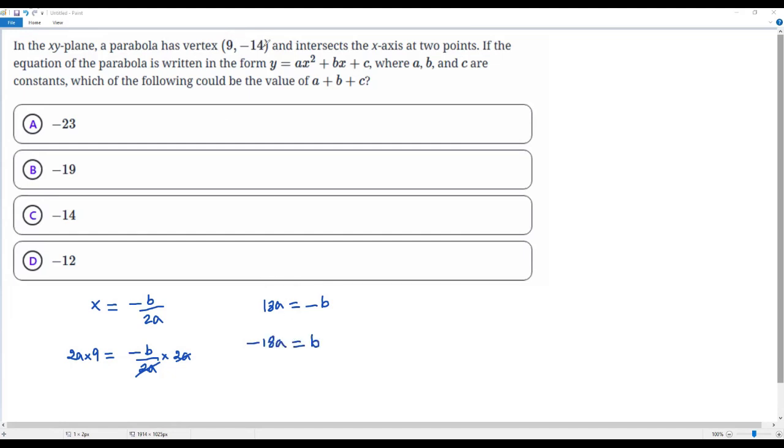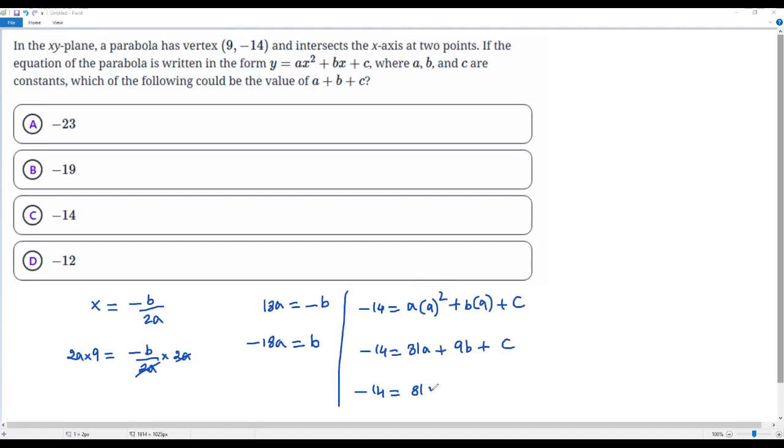And here, actually the vertex is on the graph of this quadratic function. Since we have this point on the graph of this function, we can plug in this x-coordinate 9 for x over here, and y-coordinate negative 14 for y over here. Okay, now let me do it. Then we have negative 14 equals a times 9 square plus b times 9 plus c. When I simplify this one, the value of 9 square is 81. We get 81a plus 9b plus c.